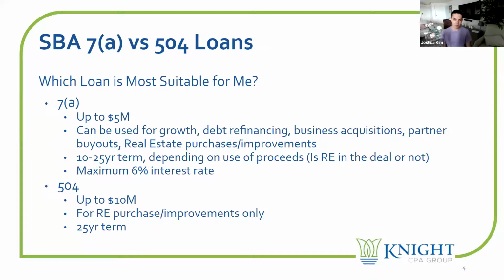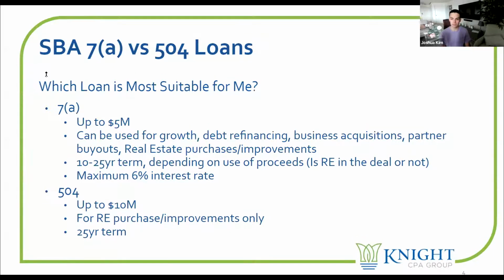The rollout of PPP and their scope of EIDL was definitely unprecedented, but the main loan products that I deal with are the 7A and 504 loans. These are the flagship loan products that have been around forever and will continue to be around forever. Generally speaking, for everyone in the audience here, I think 7A is definitely the more suitable product. And this is just to give you some background on what options are out there for my business if I was looking to raise $100,000, $500,000, $5 million for something.